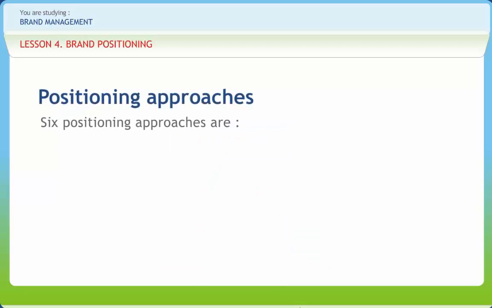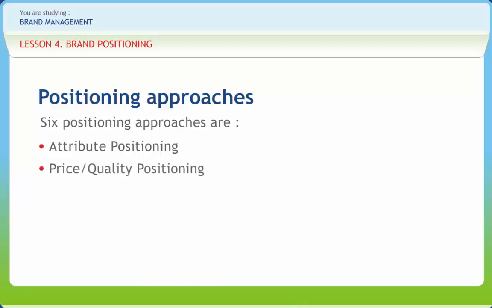Six positioning approaches are: first is attribute positioning. The brand is associated with a product attribute, feature, or benefit. Examples include Colgate's active salt positioned as a brand that contains salt for effective teeth cleaning and gum protection. Second is price or quality positioning. A brand can be positioned as high price, high quality, while others may take the low price and low quality position.